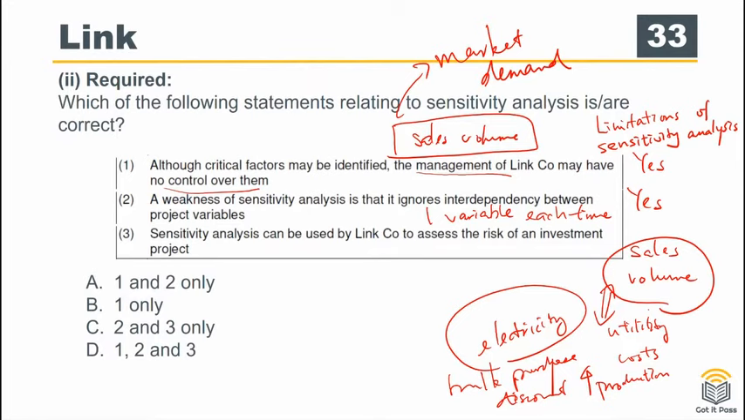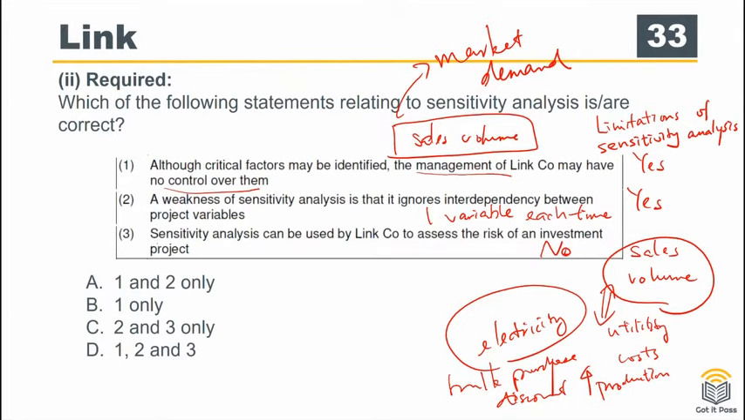So it's also correct. For the third one, sensitivity analysis can be used by the company to assess the risk of an investment project. Is it correct? No. Why not?